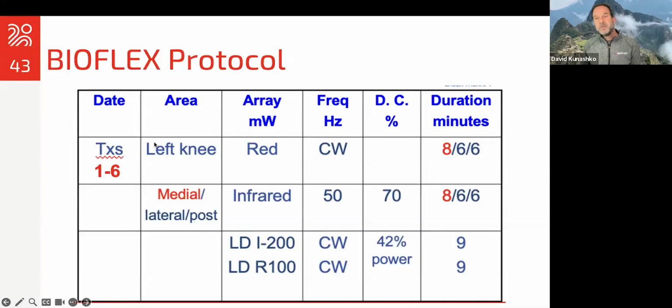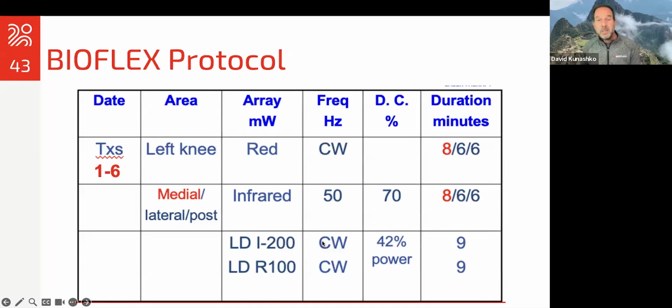Protocol-wise, for the first several, maybe 6 sessions, let's say we're treating the left knee and we're treating the medial meniscus, we're going to treat the medial meniscus 8 minutes, red, continuous wave. Then we're going to treat 8 minutes of near infrared, 50 hertz, 70% duty cycle. And then we'll treat the lateral knee, 6 minutes red. You can even go down to 5 minutes. 5 or 6 minutes on the lateral side, 50, 70, and then the popliteal region, same as the lateral region.